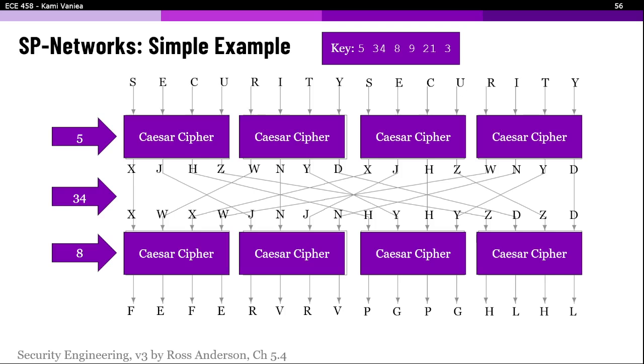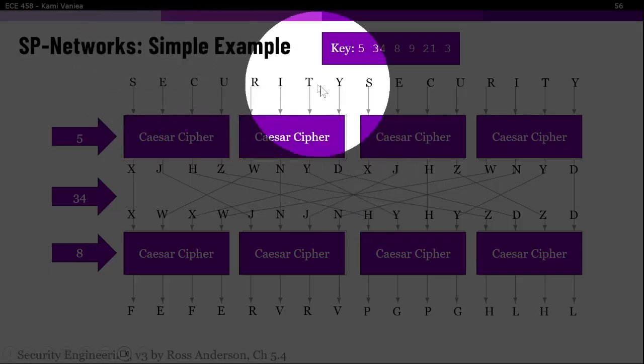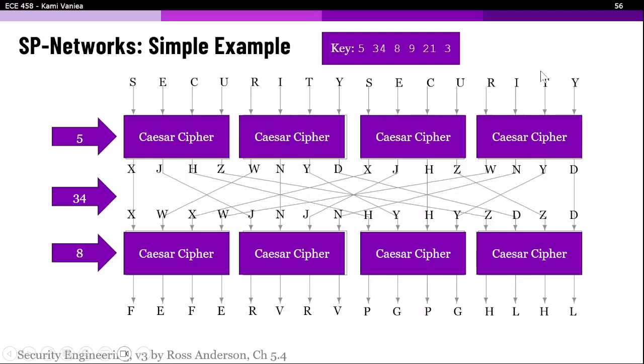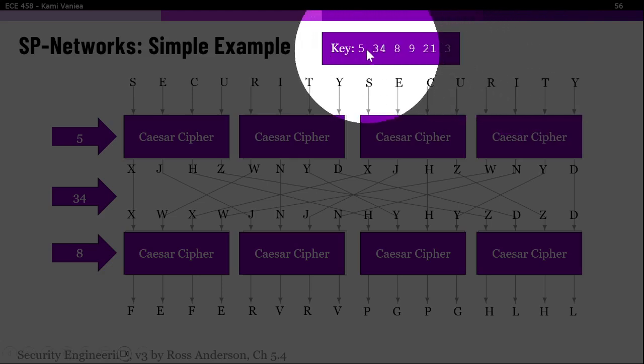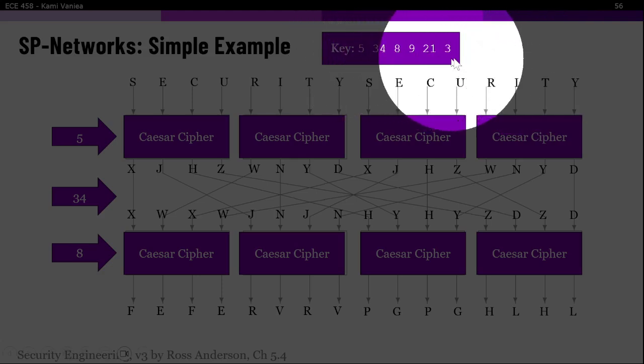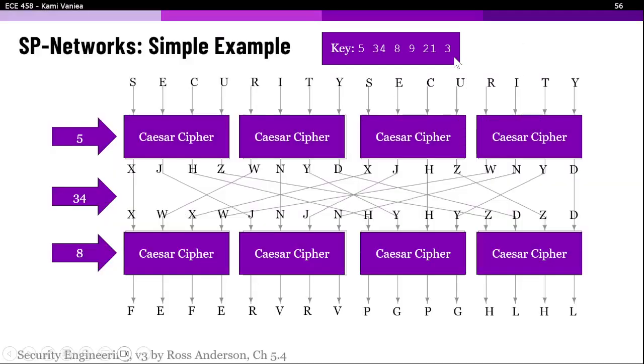This is theoretical. Okay, so what we're looking at here is we start with our message, which is just the word security repeated twice. I'm doing this on purpose because I'm trying to show you off the information dispersion component. Here's our key. I have broken it up. So it has 5, 34, 8, 9, 21, and 3. I have totally made this up off the top of my head.